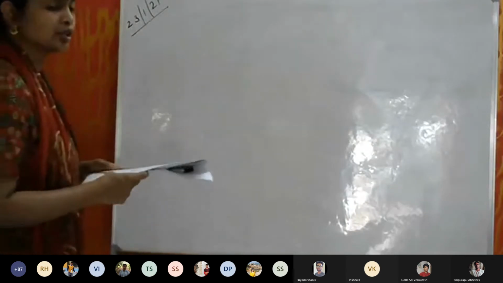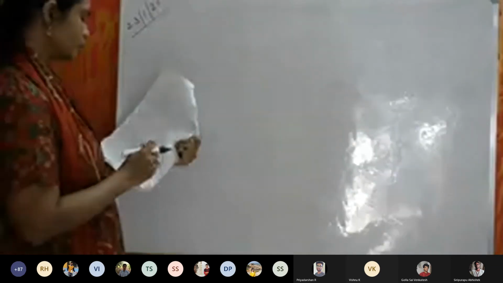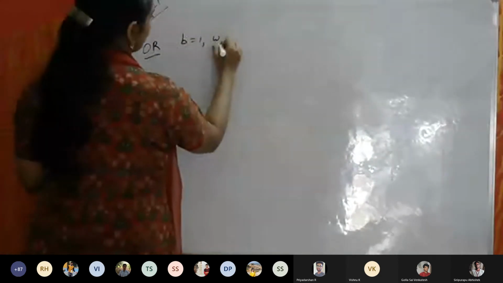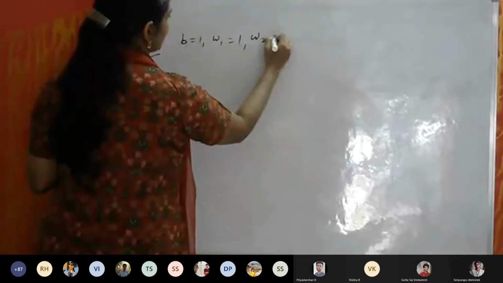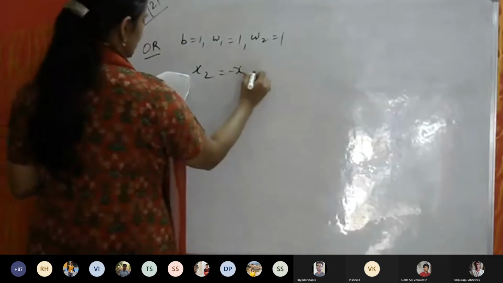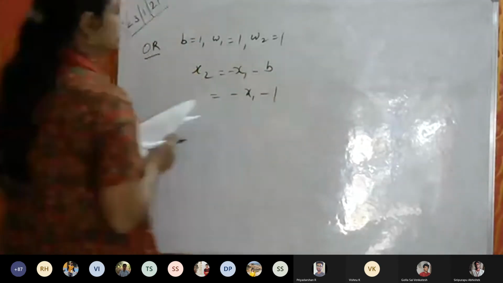For the OR gate also, you will choose the threshold as 1, but for the first 3 you will get a 1, and for the last one only you will get a 0. So in case of OR, your b is 1, W1 is 1, W2 is 1. So your x2 will be minus x1 minus b, and that is minus x1 minus 1.